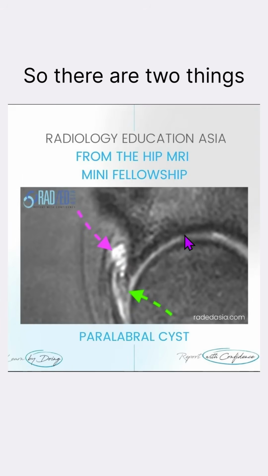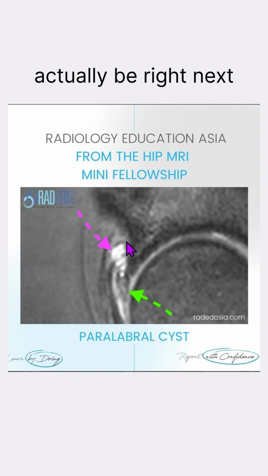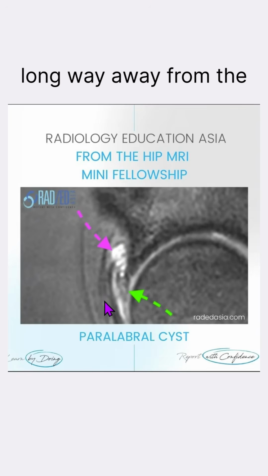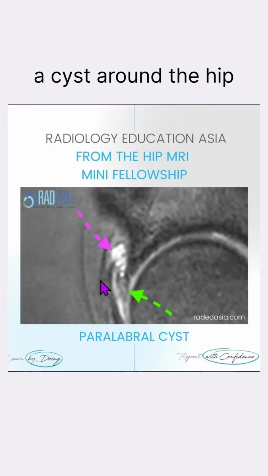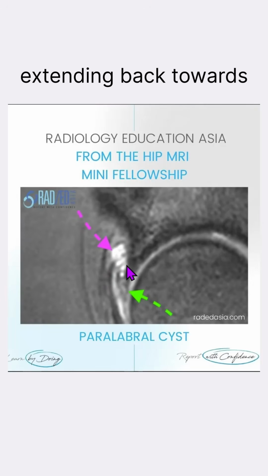And so there are two things to look out for with paralabral cysts. One is that they may not actually be right next to the labrum. They can track quite a long way away from the hip joint. So make sure if you see a cyst around the hip joint, follow it back, look for a neck that is extending back towards the joint.